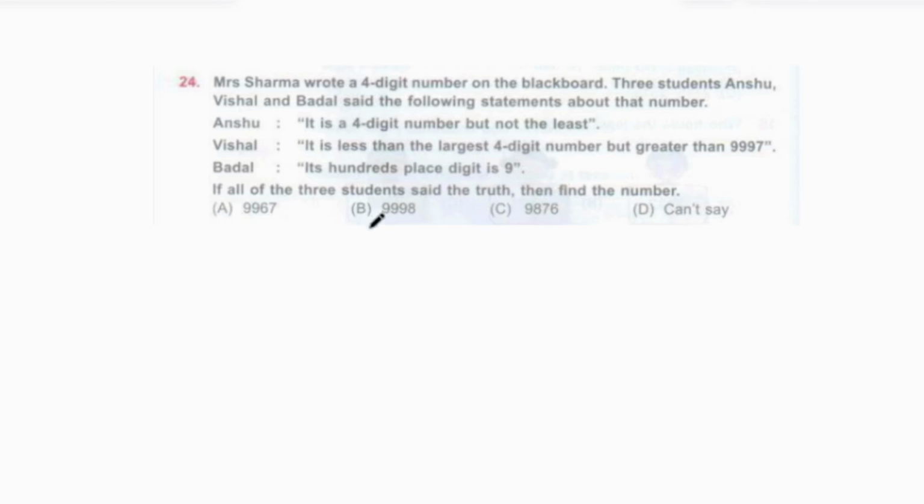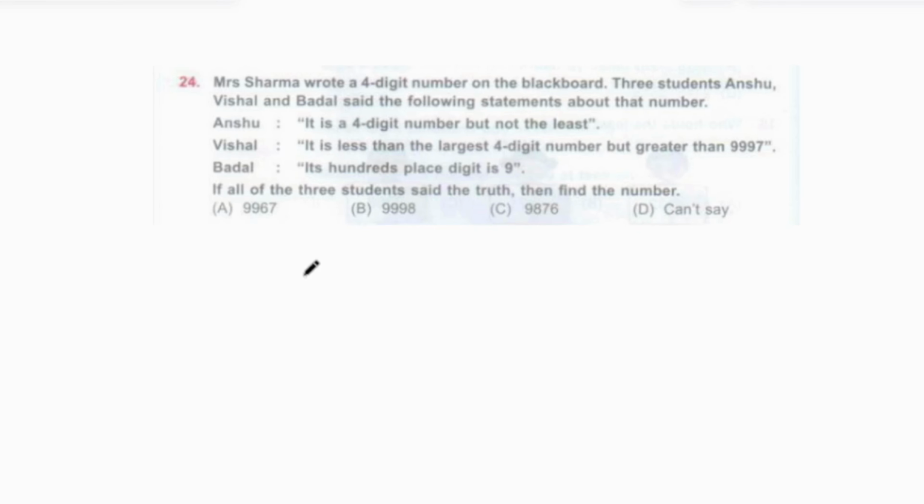So now what we need to do is, we need to find out which statement among the 3 students can help us come to the answer quickly. It is a 4-digit number but not the least. So there are a lot of numbers that fall under the 4-digit number which are not the least numbers. So let's hold this thought of Anshu for a while and come to Vishal. It is less than the largest 4-digit number but greater than 9,997. Here, this statement has a lot of value.